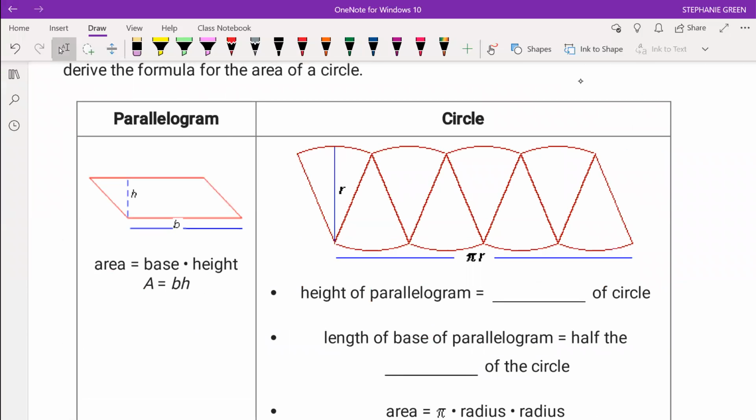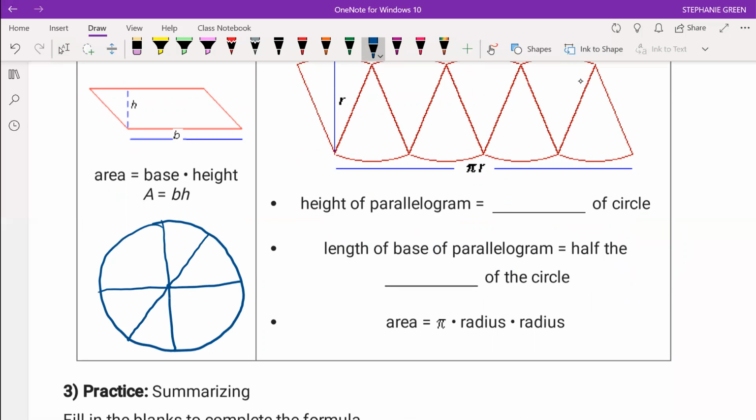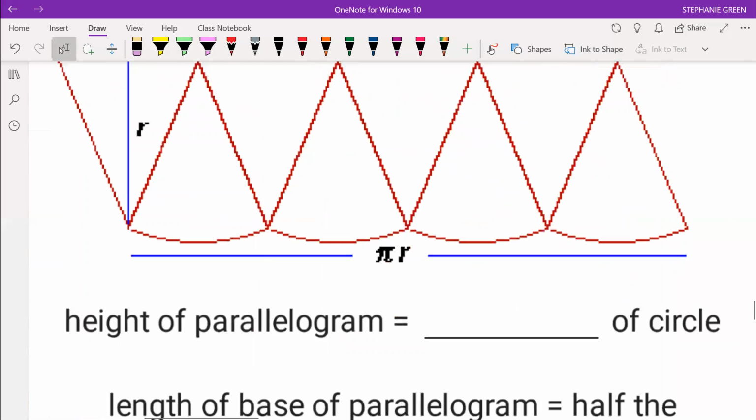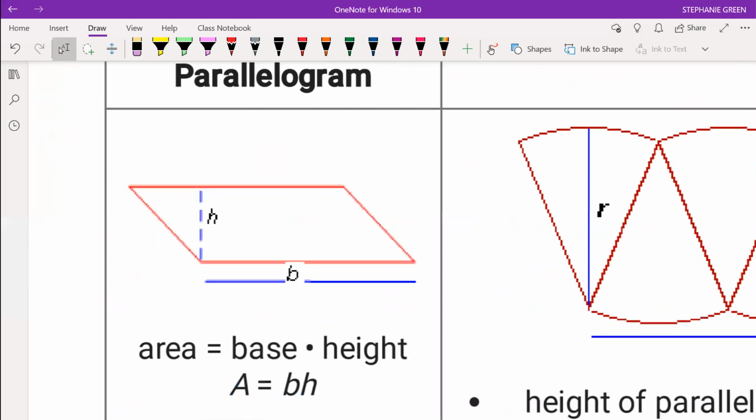So let's talk about how we get the formula for the area of a circle. The first thing we do to derive the formula for the area of a circle is I take my circle and I divide it up into sectors. In fact, if you actually take a circle right now, cut it out, and then cut out each of these sectors like you had a piece of pizza, and then you line them up like this, you get something that resembles a parallelogram. And we know the area of a parallelogram is base times height.